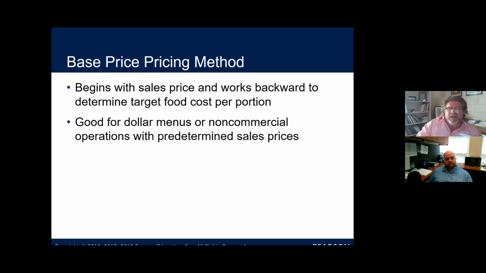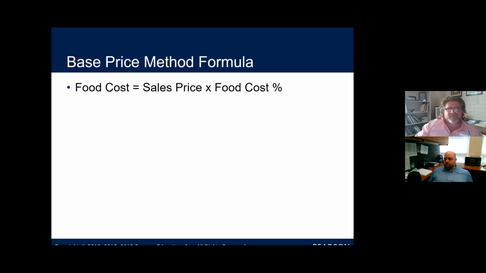Or if you're in a non-commercial operation where your sale prices are set. Imagine you're in a school cafeteria situation. There's a price that's paid for the food, but it is, I don't want to say unrelated to the cost of the food, but it's calculated for a different purpose. So the food cost equals the sale price times food cost percentage.